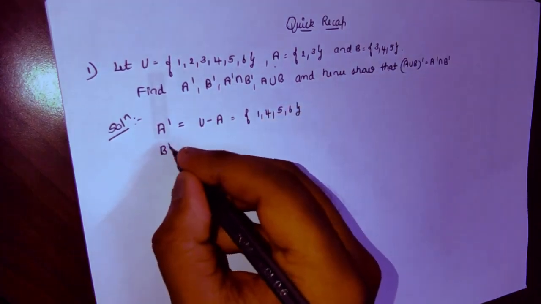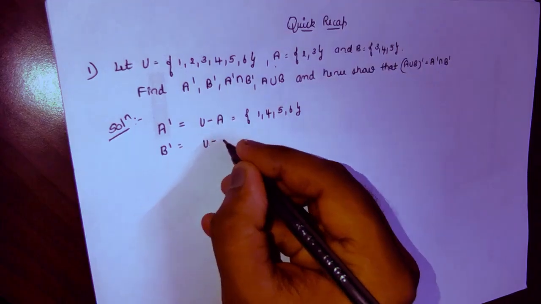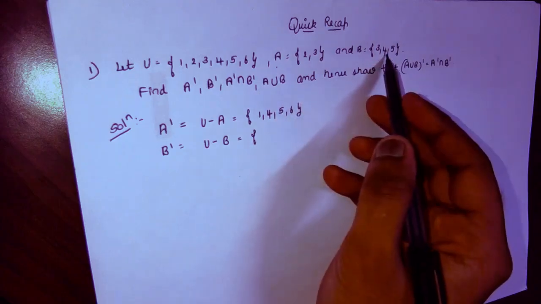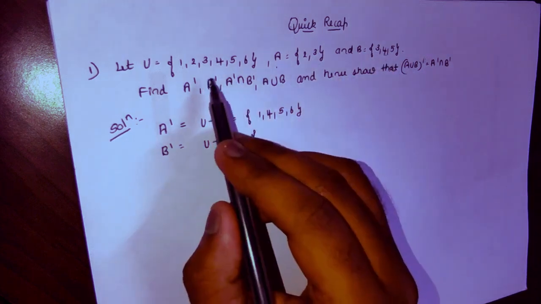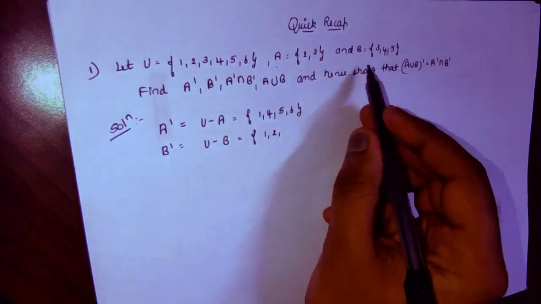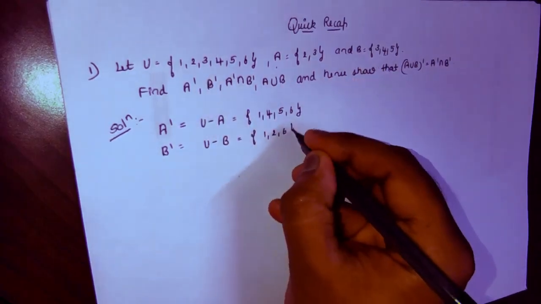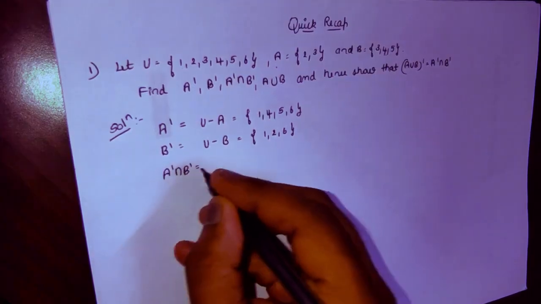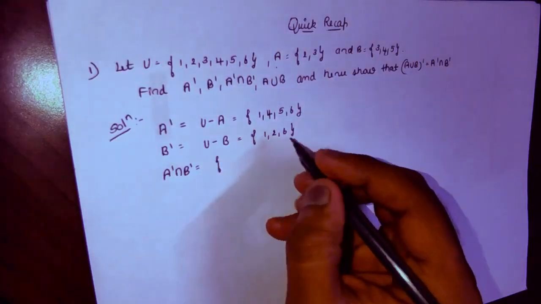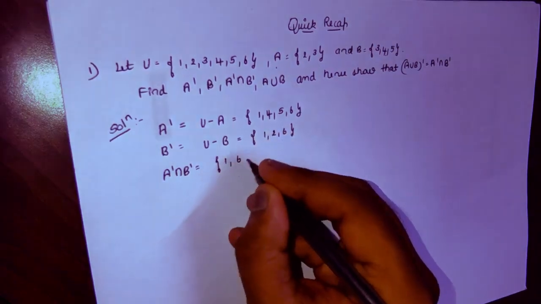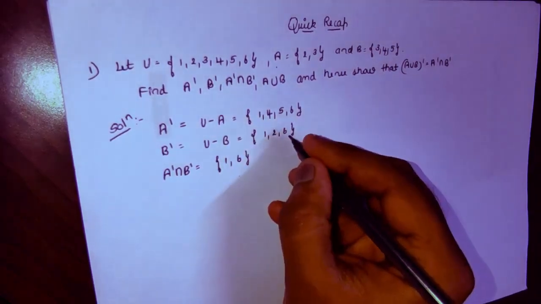We will find what B dash is. B dash is the universal set minus the B set. Whatever is common between the universal set and the B set, remove that, and the rest is B dash. 1, 2, 3, 4, 5 are common, so B dash is 1, 2, 6. A dash intersection B dash is the common elements within both, A dash and B dash, and the common elements are 1 and 6.